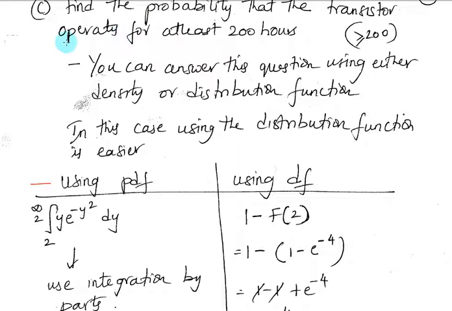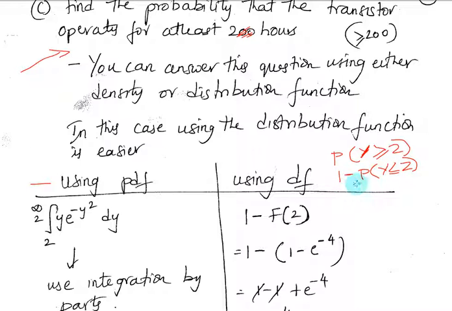The next part of the problem is asking you to find the probability that the transistor operates for at least 200 hours. This is really a scale value, so let's just talk about 2 hours and not 200. So at least 2 hours means that you have to find the probability that this transistor is operating for greater than or equal to 2 hours, right? Or you can find 1 minus the probability that y is less than or equal to 2. So you can find this value.